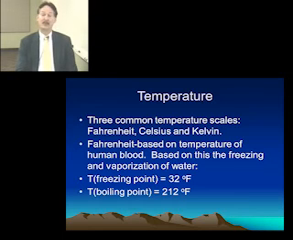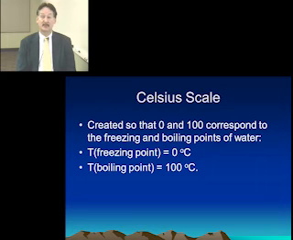So we're going to set up a scale. We're going to study a scale that is related to the boiling and freezing of water, where we use 0 for freezing and 100 for boiling. And that, of course, is the Celsius scale. The Celsius scale uses a logical two endpoints, 0 being the freezing point of water, and the boiling point of water being 100.